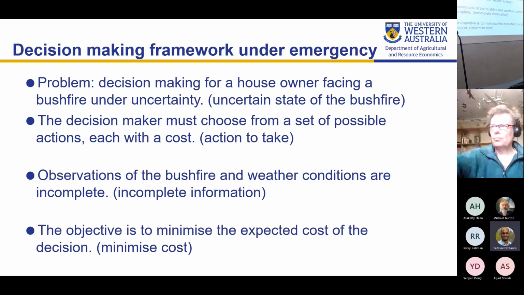So I start my research with a decision-making problem. We have a house owner who is now facing a bushfire. It's all uncertain around the person. He must choose from a number of possible actions, each of which has a cost. And he's getting information, some sort of observations of the bushfire. It could be the distance of the bushfire from his house, or the weather conditions from authorities or from other sources of information that he can find.